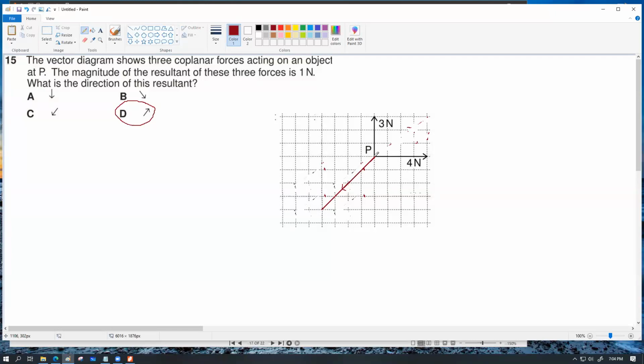But the point that I'm trying to make is that if this third force was labeled like this, this would mean that the horizontal component should be 4 divisions to the left coming from this one, and the vertical force should be 4 divisions in the bottom. These two should cancel each other out. Whereas these two will not cancel each other out because this one has 3 newton, this one has 4 newton. In that case, A could have been your answer.